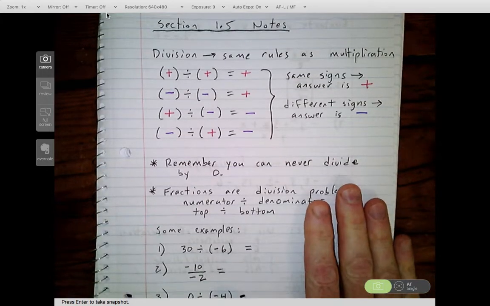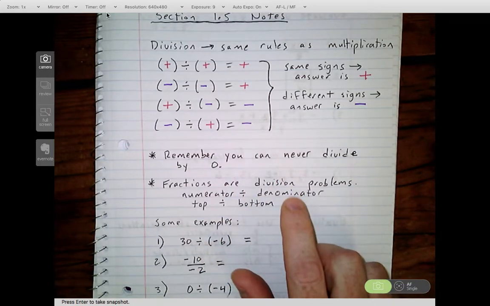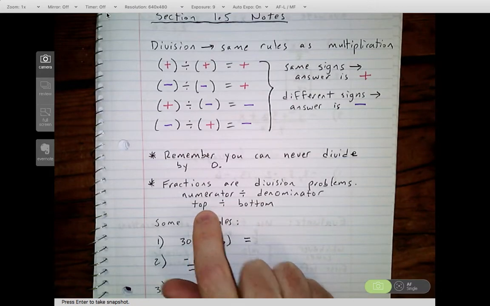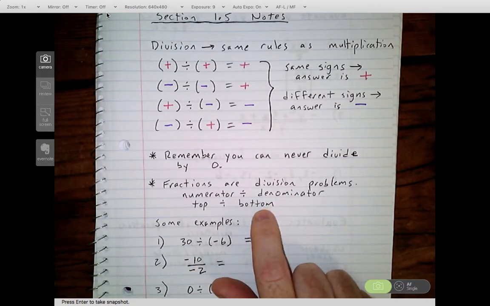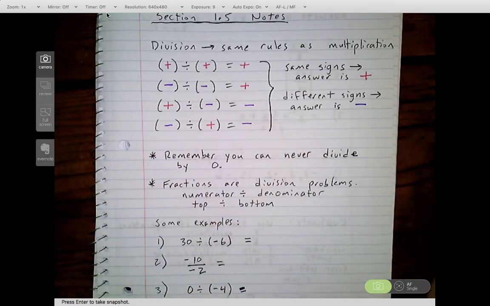So just a few things here. Don't forget you can never ever divide by 0. And fractions are division problems where it's the numerator or the top number divided by the denominator or bottom number. So top number, divided by bottom number.